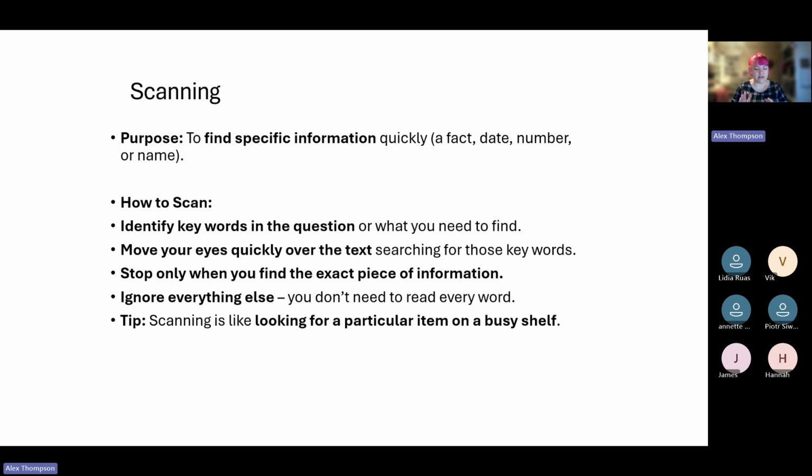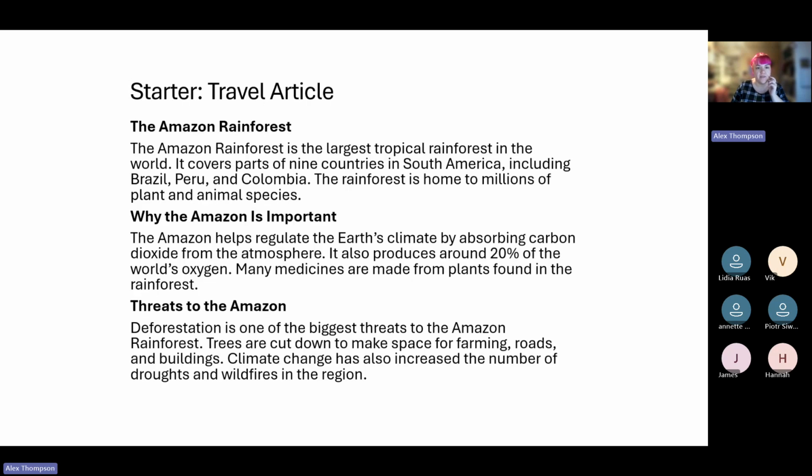So I always think about it as, for example, if we go back to the piece on the Amazon, and the question is asking for statistics or facts, then I know I'm looking for a number. So I don't read every word again. I look for a number. And in that case, I find it in that middle paragraph.